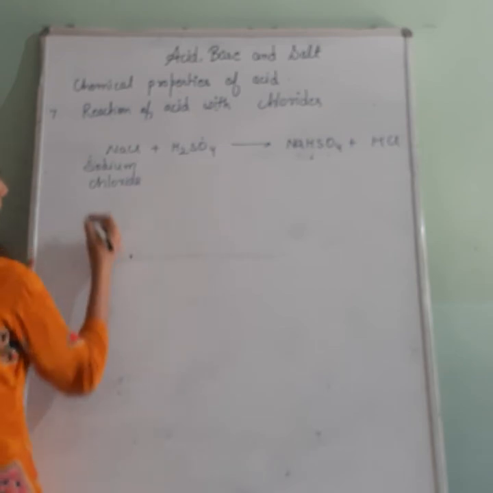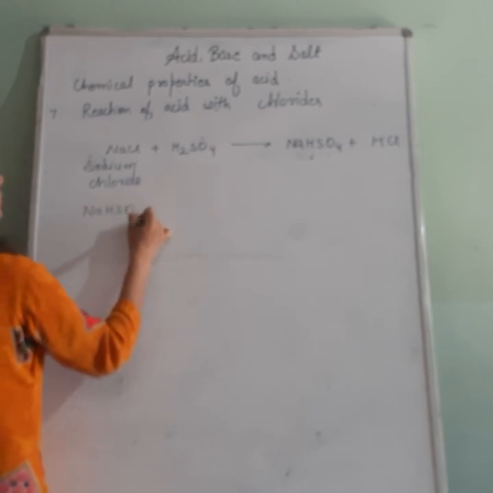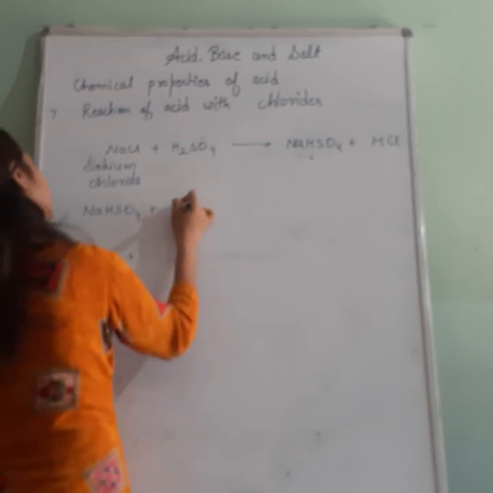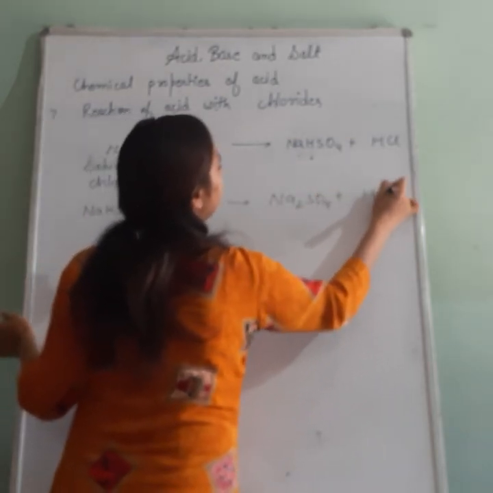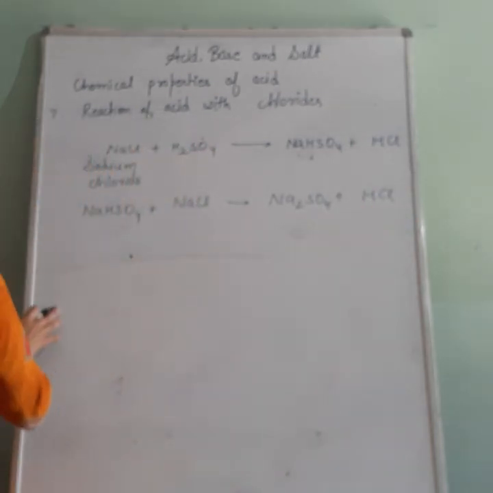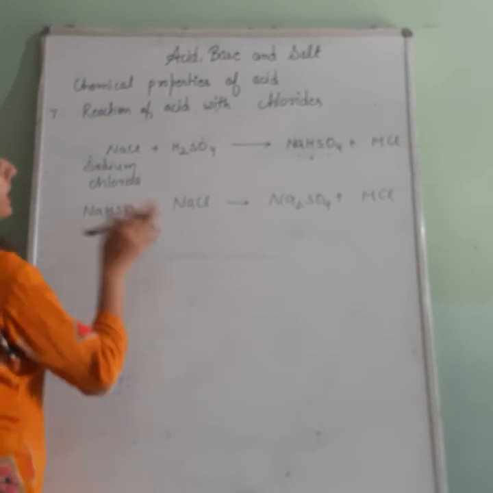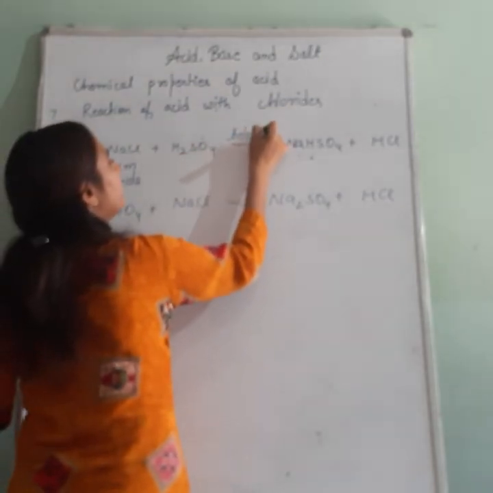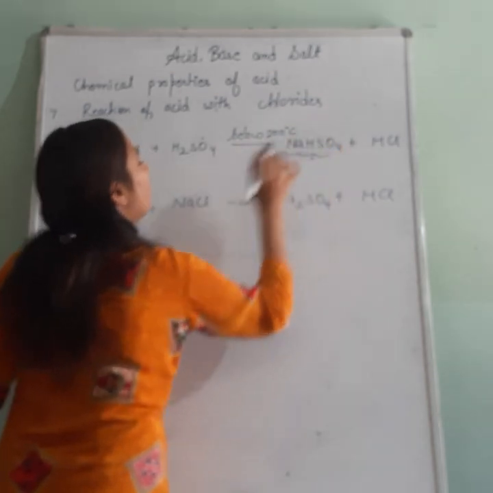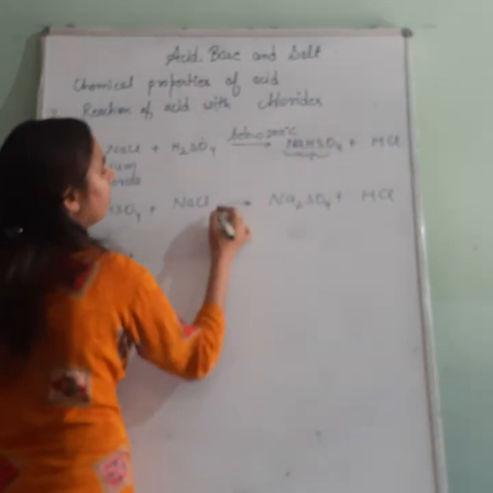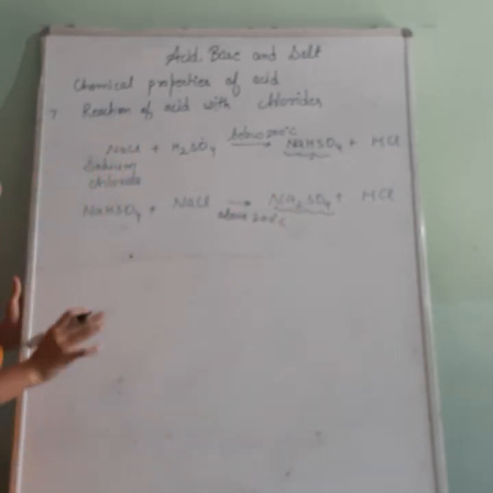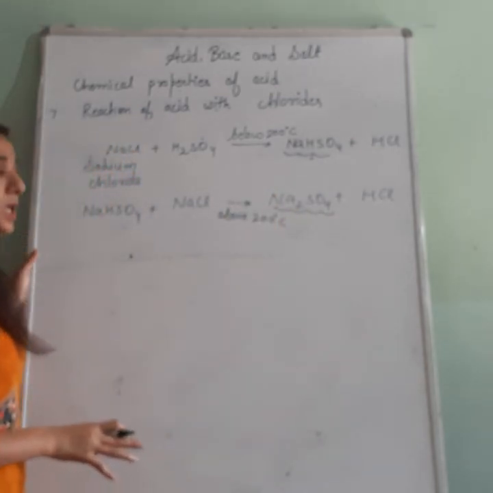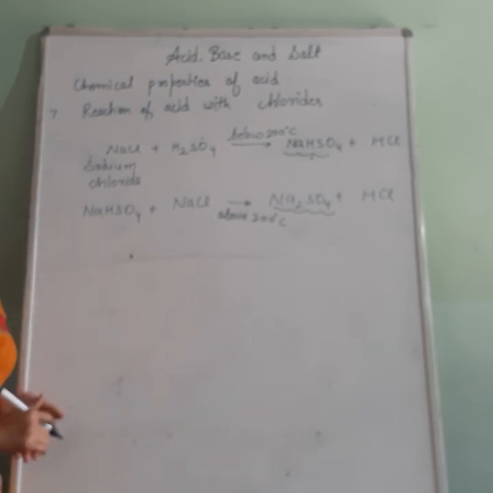So one interesting thing is here. Secondly, when NaHSO4 reacts with NaCl again, it gives us Na2SO4 plus HCl. There are two reactions. If we carry out the reaction below 200 degrees Celsius, then this product is formed. If we carry out the reaction above 200 degrees Celsius, then this will be the major product. Is this thing clear? So this is all about chemical properties of acids.